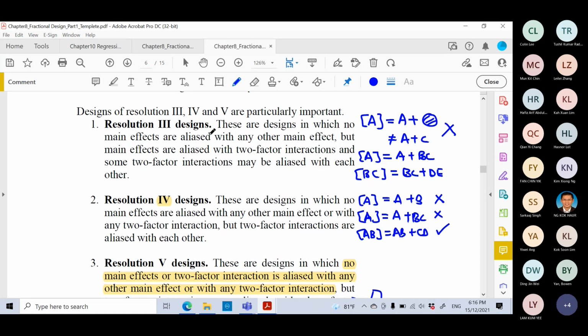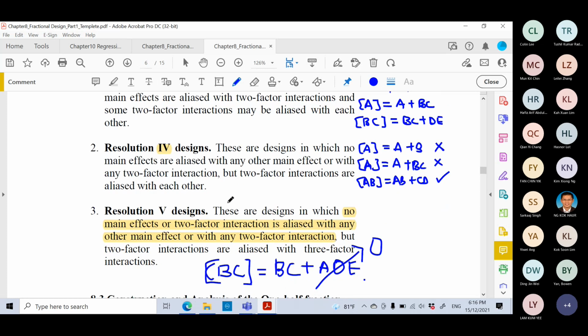Okay, no main effect is aliased with any main effect. So therefore, it's not resolution 3, because the main effect would alias with two-factor interactions. For resolution 4, no main effect is aliased with a main effect or two-factor interaction, but the two-factor interactions are aliased with each other.